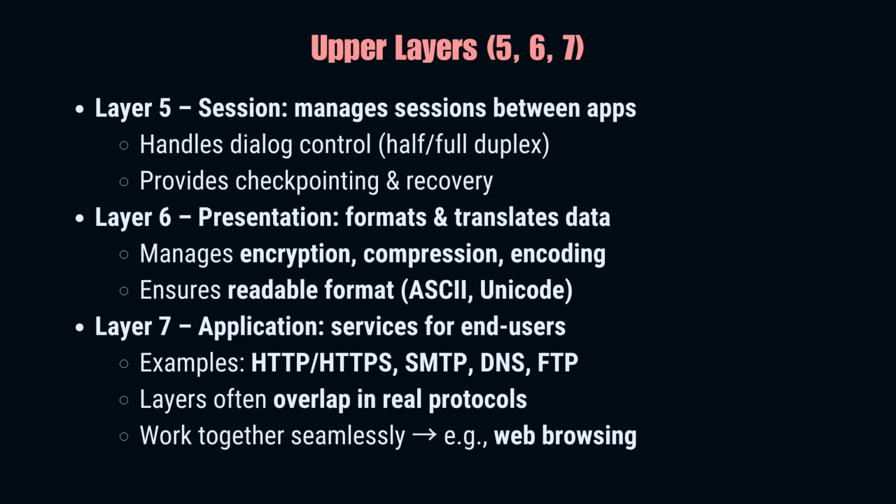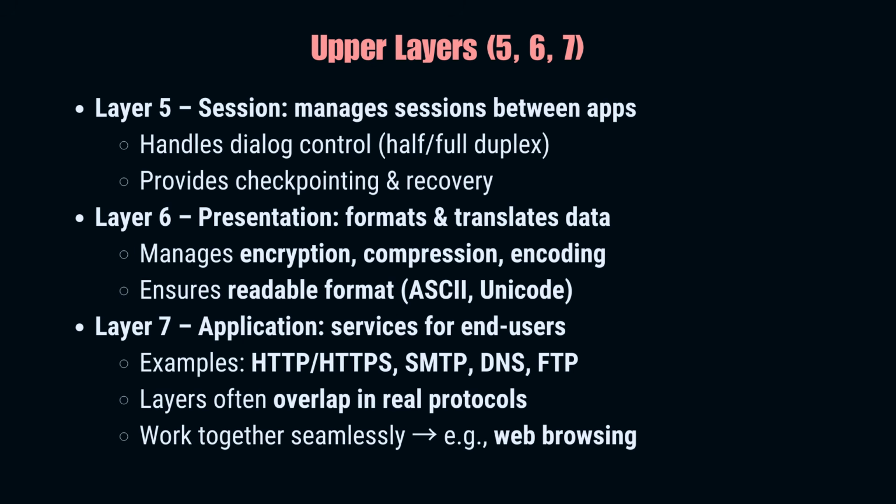The upper three layers of the OSI model work closely together with many protocols operating across multiple layers. Layer 5, Session Layer, establishes, manages, and terminates communication sessions between applications, handling dialog control for half-duplex or full-duplex communication, and providing session checkpointing for recovery. Layer 6, Presentation Layer, manages data formatting and conversion, encryption and decryption for security, compression and decompression for efficiency, and character encoding like ASCII or Unicode.